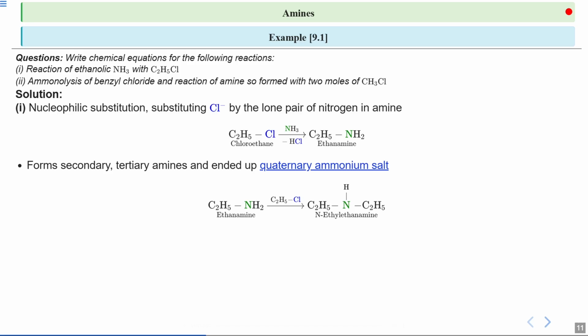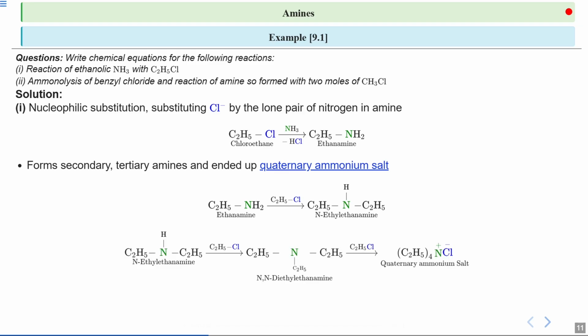So you will see first ethanamine reacts with another molecule of ethyl chloride, that is C2H5Cl, and it forms N-ethylethanamine, which is a secondary amine because this nitrogen is bonded to 1 hydrogen and 2 carbon atoms. So this means the nitrogen over here is now bonded to 2 ethyl groups and 1 hydrogen.